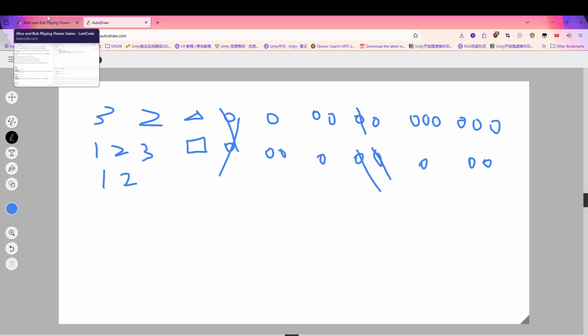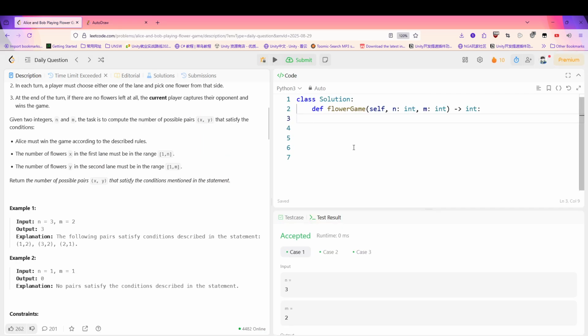Okay, my first instinct for this question is brute force, right? No matter what, for the first lane, we're gonna try all the possibilities, right? After all, our computers are really fast at computing this.